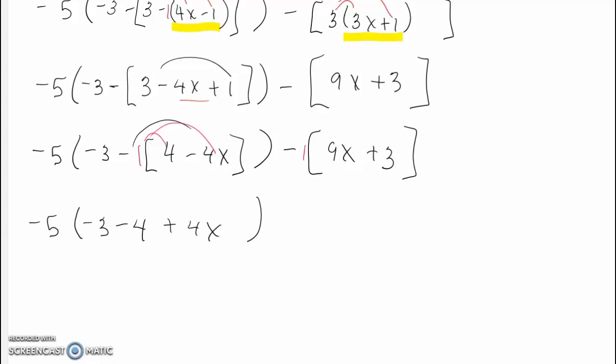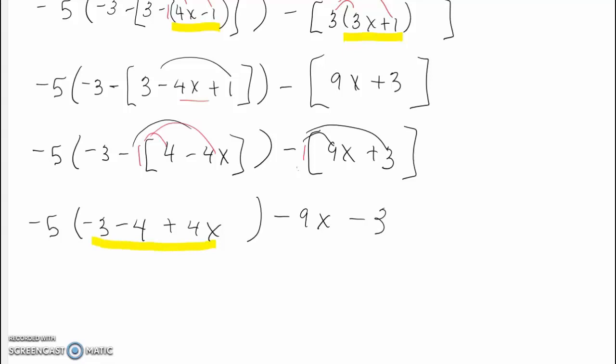We can distribute now on the right side right here because it has nothing to do with the parentheses on the left. So I'm going to distribute here, and I get -9x -3. Okay, we've removed the brackets on the right. Now we have to collect like terms inside this guy right here.